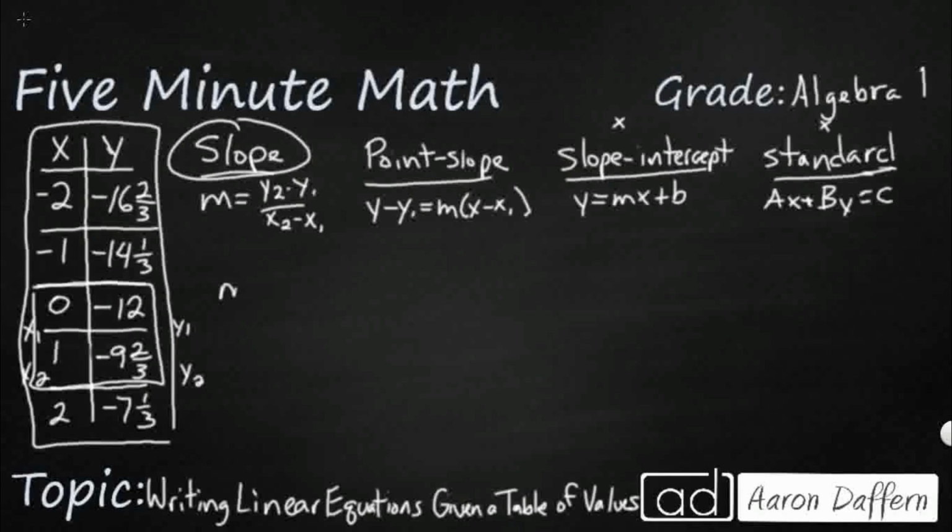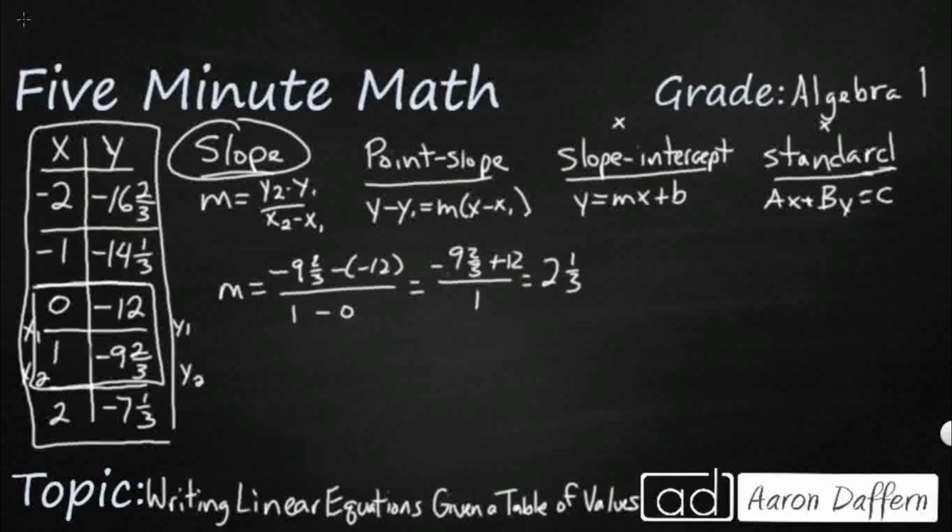So my slope is going to equal -9 2/3 minus -12, so that's going to end up being +12. That's fine. And then I've got 1 minus 0. See, that worked out great because I don't have to do any division. So it's just going to be whatever it is up here on top. So it's going to be -9 2/3 plus 12 over 1. All right, so that's going to end up being 2 1/3. All right, so there's my slope.